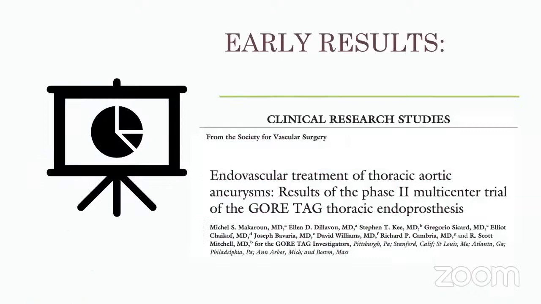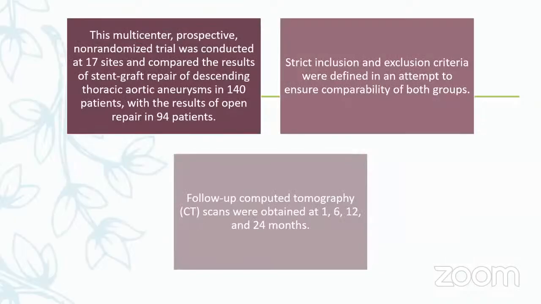In January 2005, the phase 2 multi-center trial of the Gore TAG thoracic endoprosthesis was reported. This multi-center prospective non-randomized trial was conducted at 17 sites and compared the results of stent graft repair of descending thoracic aortic aneurysm in 140 patients with the results of open repair in 94 patients. The study included strict inclusion and exclusion criteria in an attempt to ensure comparability of both groups. Follow-up CT scans were obtained at 1, 6, 12, and 24 months.